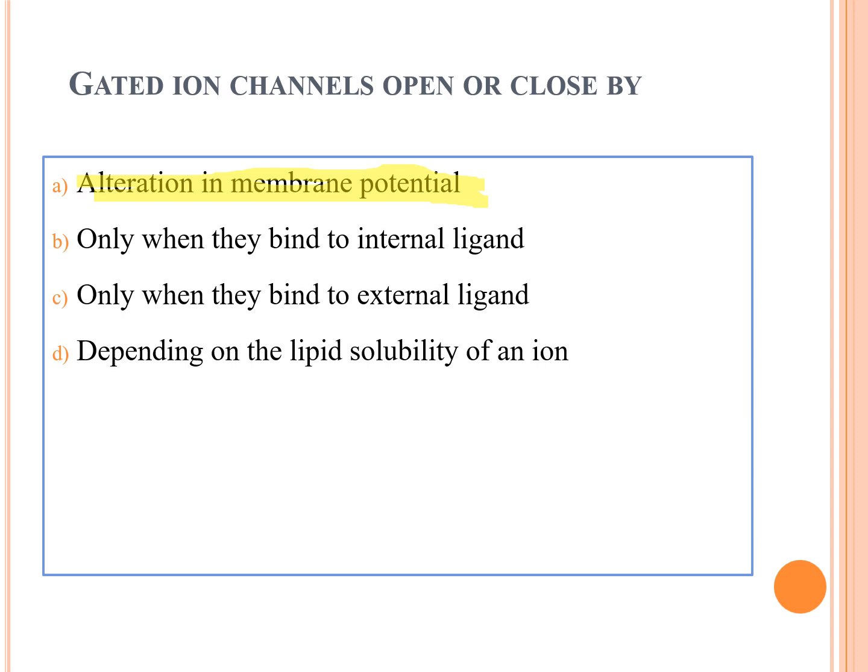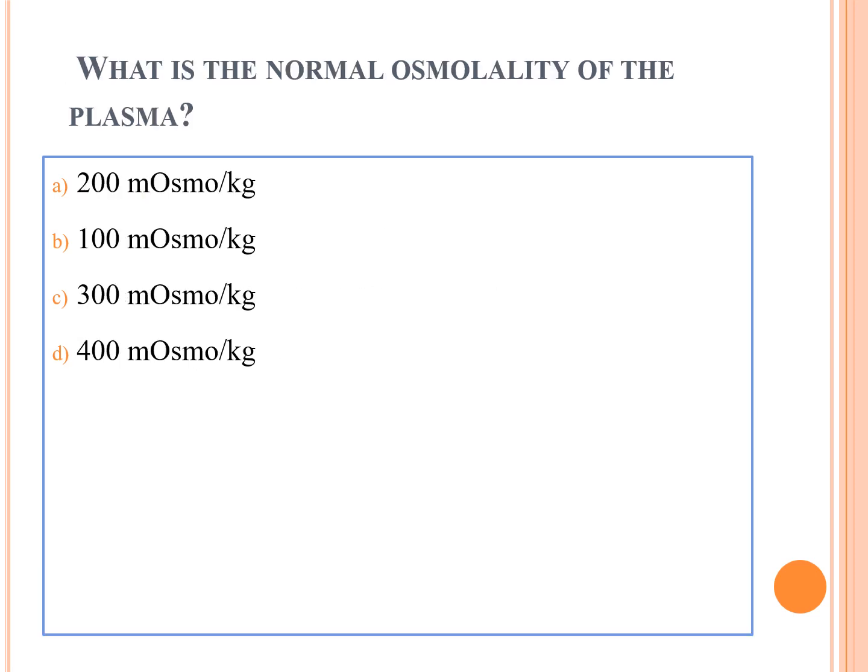And there are some channels which are called ligand gated channels, right? It is not only when they bind to an internal ligand, or only when they bind to an external ligand. They can bind either with an internal ligand or with an external ligand. So this is not the answer. Whenever there is a change in the membrane potential, these gated ion channels will open or close.